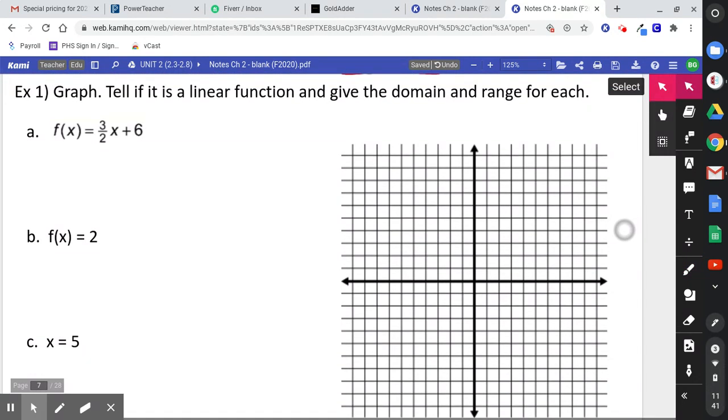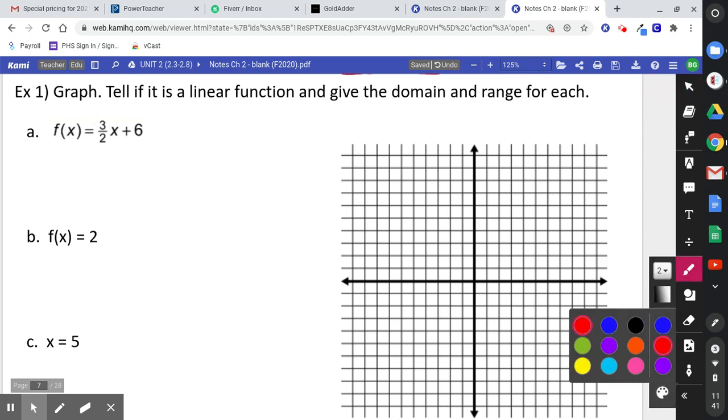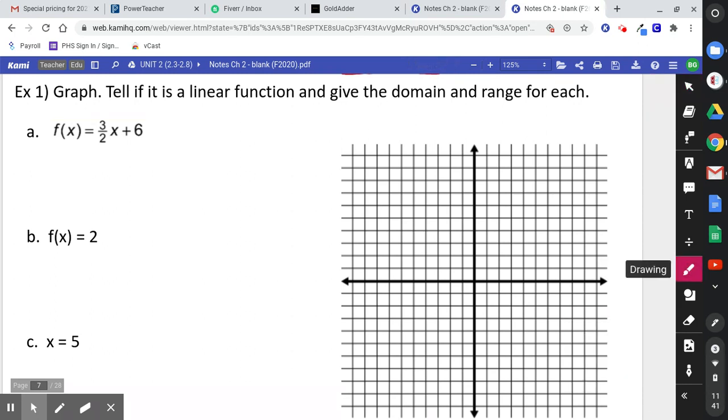Example 1, graph this thing, tell if it's a linear function, and then give the domain and the range. So the first one just looks like a slope-intercept form that we've done a million times. So 3 halves x plus 6. We go up 1, 2, 3, 4, 5, 6, and do a dot, and then up 3 and over 2. I know you've done that a million times, all right?